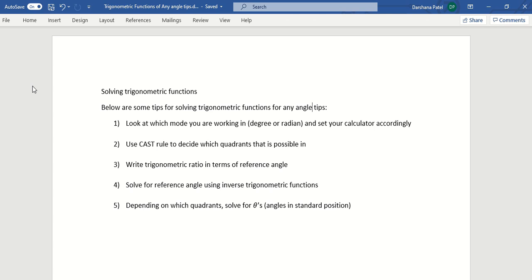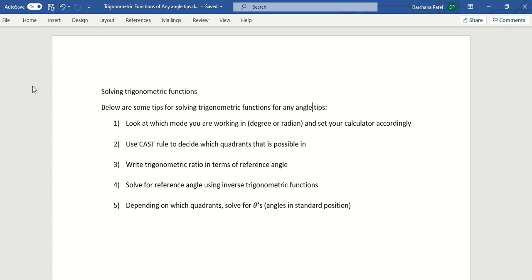Typically for degree it says theta is between 0 to 360 degrees. For radian it says theta is between 0 to 2 pi. So that tells you if you should be working in degrees or radians. And according to that you set up your calculator according to the question, either in degree mode or radian mode.